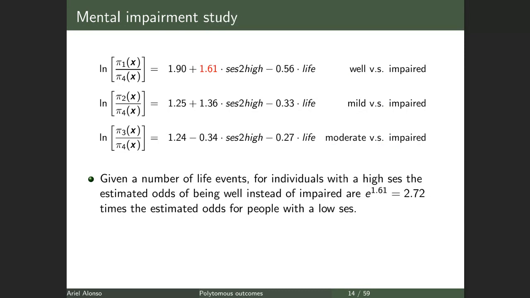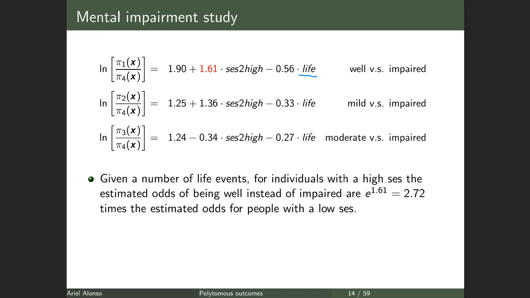This is the same interpretation as for logistic regression. At the end of the day, we are dealing with odds and logits here. So we are modeling the logarithm of the odds of being well versus impaired. And that's exactly the same interpretation. So how will we interpret this 1.61, for instance, the coefficient for socioeconomic status? Well, essentially for a given number of life events, because we are adjusting here by life events, individuals with a high socioeconomic class, the estimated odds of being well instead of impaired are e to the power of the coefficient there.